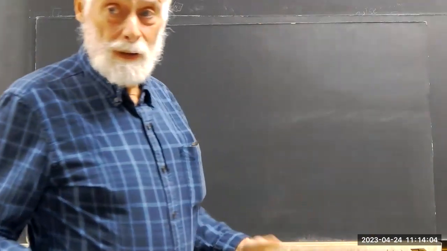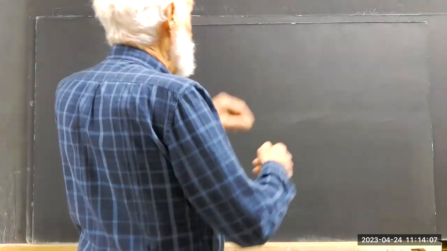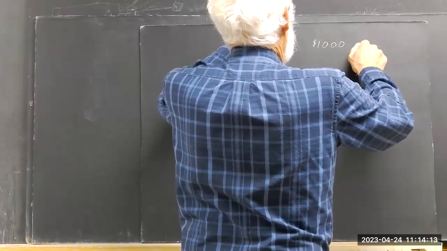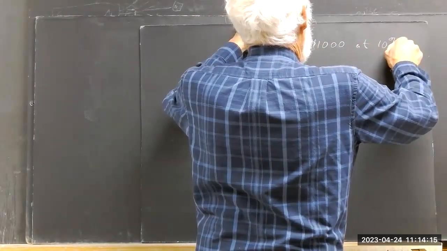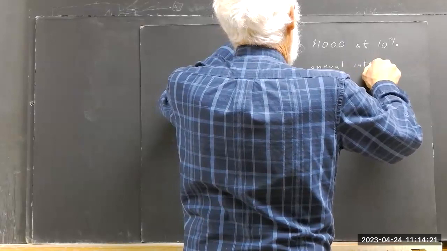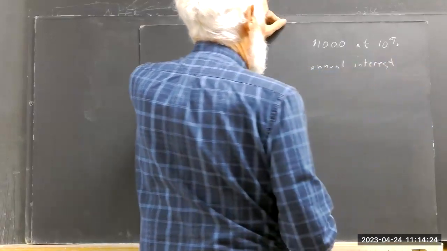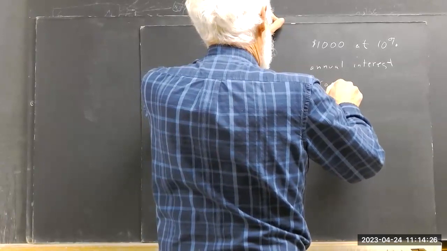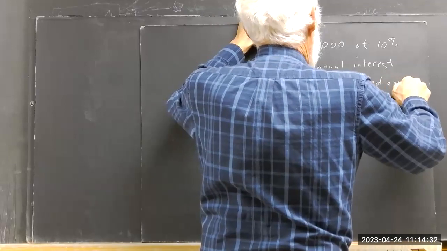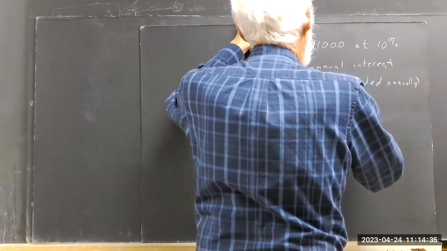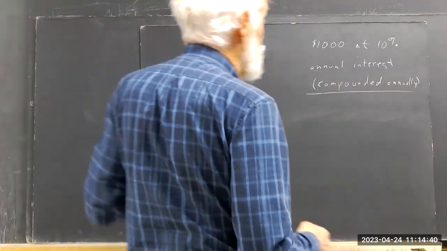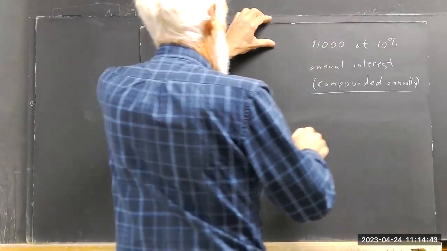Let's talk about compound interest. Let's do a couple of simple calculations, okay? Let's say you have $1,000 at 10% annual interest, and that interest is compounded annually. So let's just see. I want to know how much you have after 1 year and after 2 years.